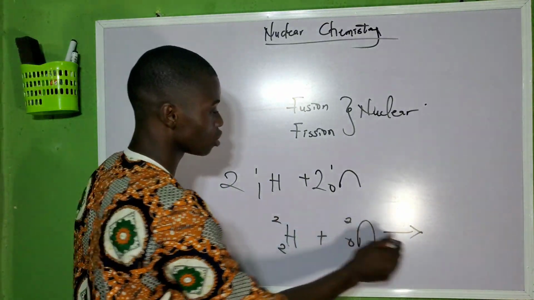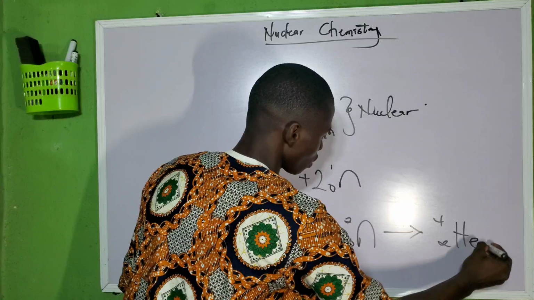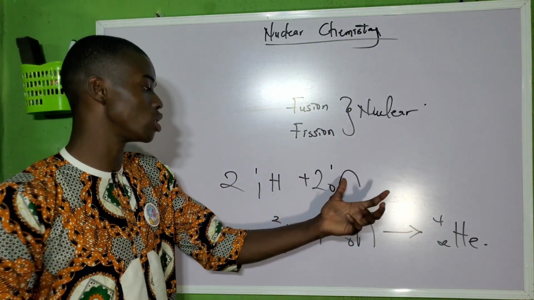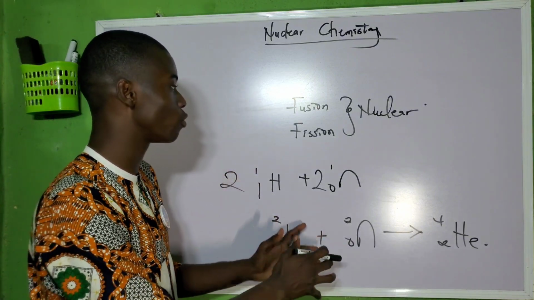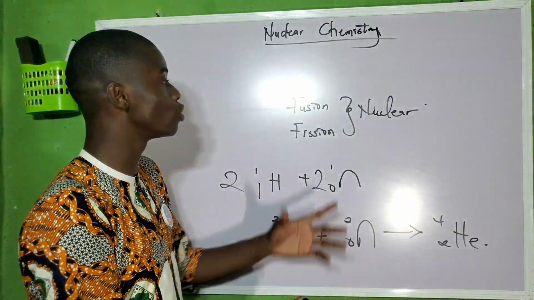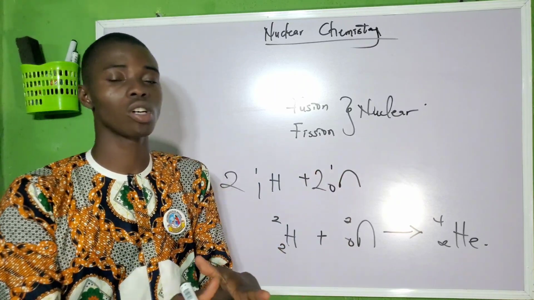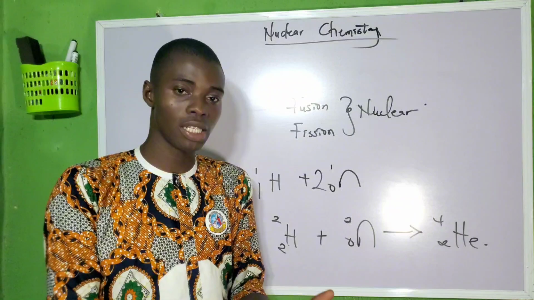Then 2 plus 2 will give us 4. 2 plus 0 will give us what? 2. A helium, which is an alpha particle. So when a proton reacts with neutron, forming an alpha particle, what kind of reaction is this? Is it a nuclear fusion or a nuclear fission? Please take note. Fusion talks about combination, while fission talks about splitting.